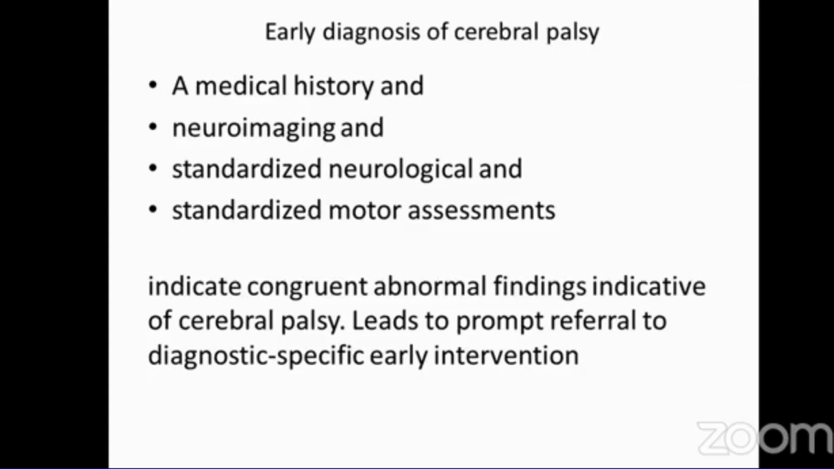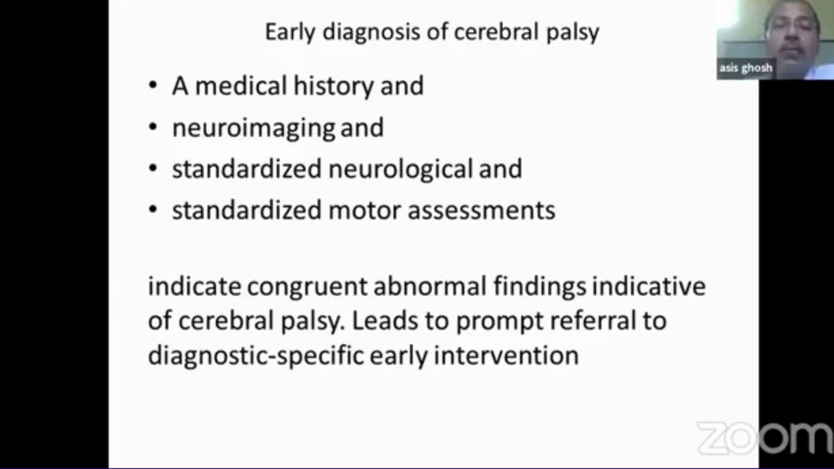Now, all these components, if they show congruent findings, which is indicative of developing cerebral palsy in future, then we should immediately start intervention. That leads to prompt referral for diagnostic specific early intervention.